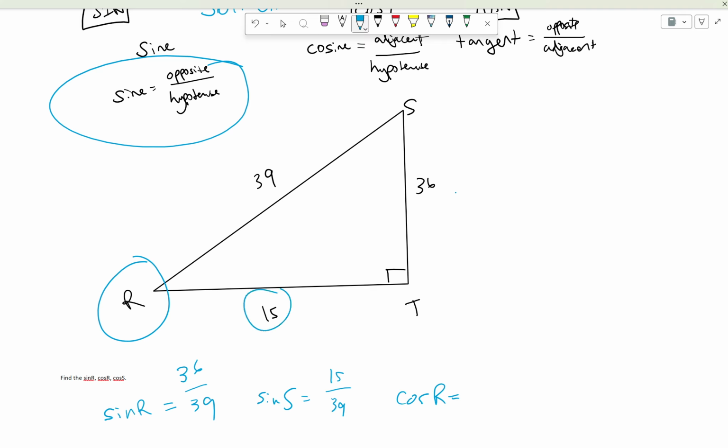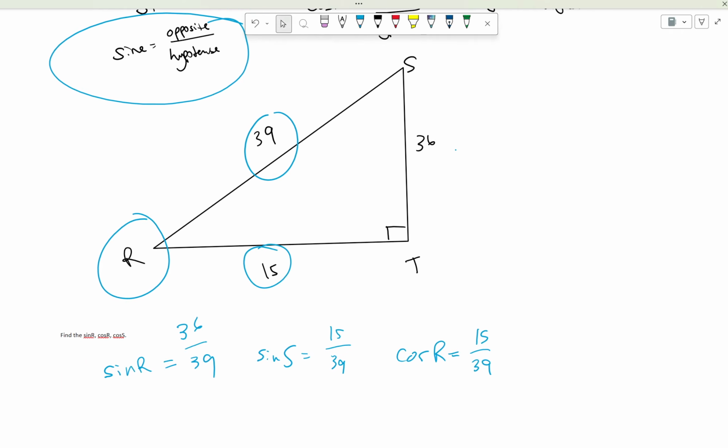Cosine, so it's the adjacent side, right? Because this 36 is opposite, so it has to be this one, versus 39, which is always the hypotenuse, right? For this triangle, it's opposite this angle T, which is the right angle. Cosine of R would be 15 over 39, adjacent over hypotenuse.